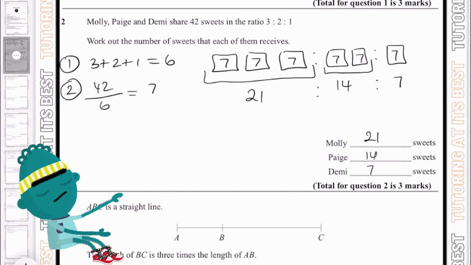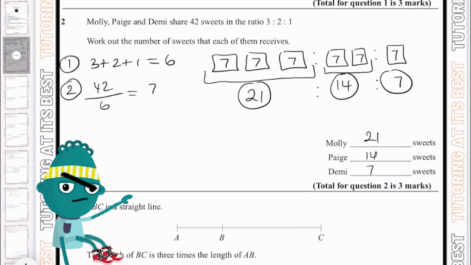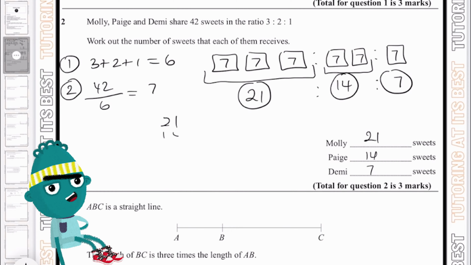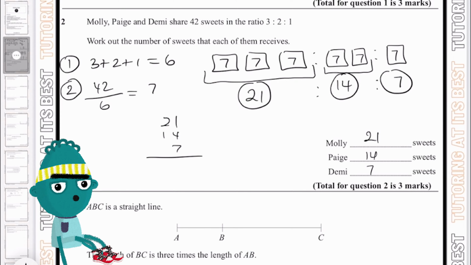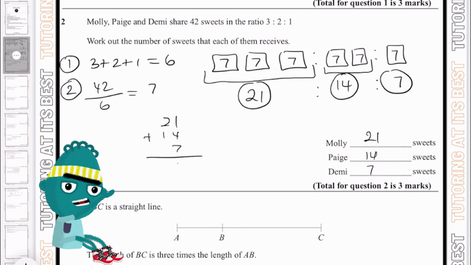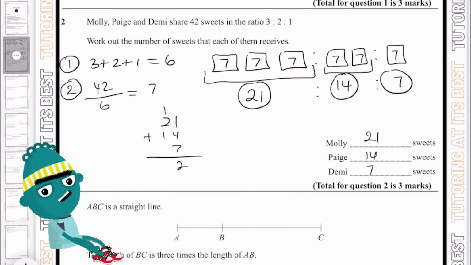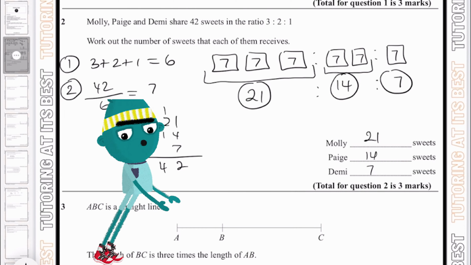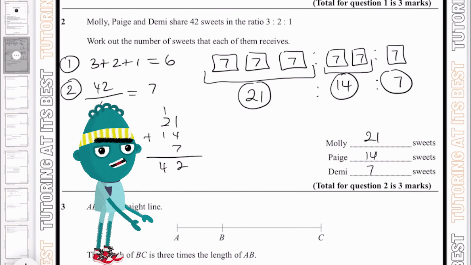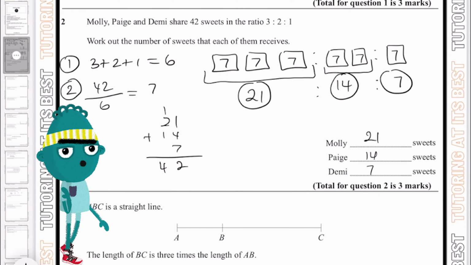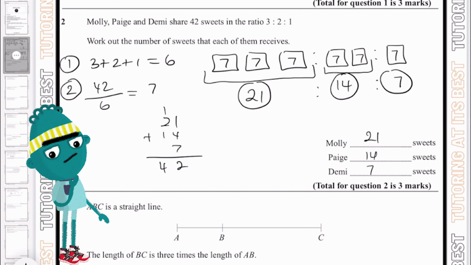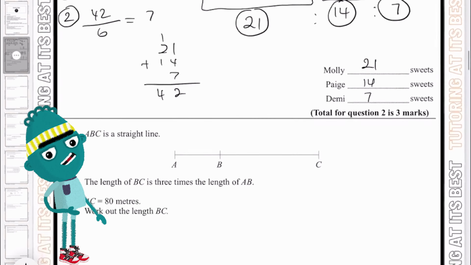And again, to check this to see if it is true, let's go ahead and add 21, 14, and 7. So we know that 5 and 7 is 12, and 2 plus 2 is 4. So yes, in fact, they do share 42 sweets amongst each other. I hope that visual representation was clear. Let's now move over to question 3.